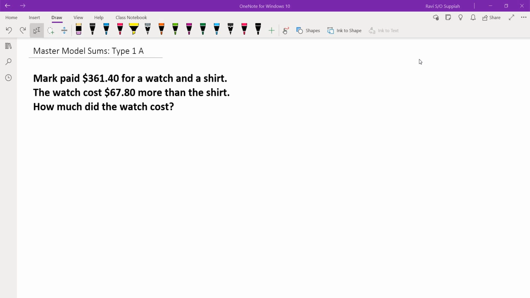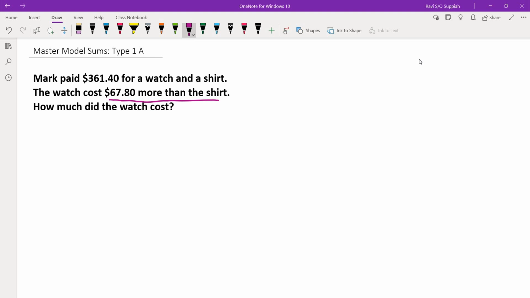Mark paid $361.40 for a watch and a shirt. The watch cost $67.80 more than the shirt. How much did the watch cost? Okay, so the first thing is here we have two items, the watch and the shirt. Alright, and from this sentence, the watch costs $67.80 more than the shirt. We know that the watch costs more.